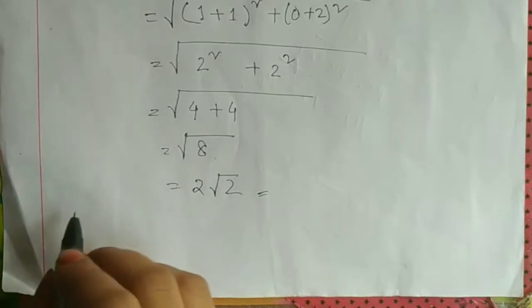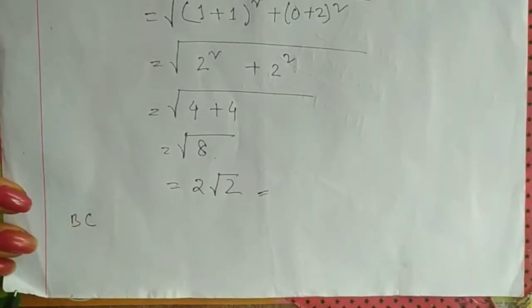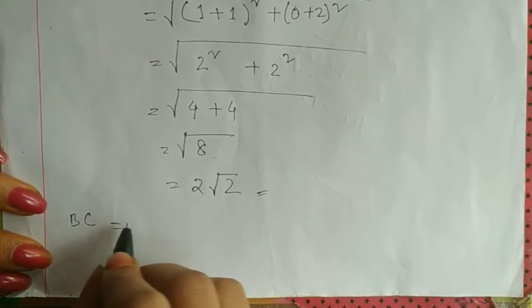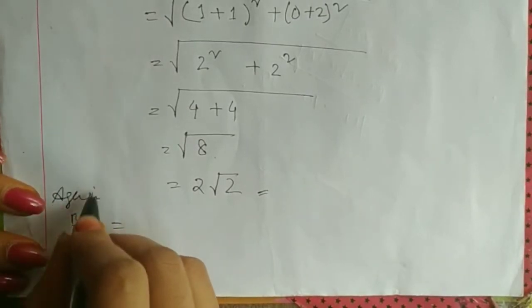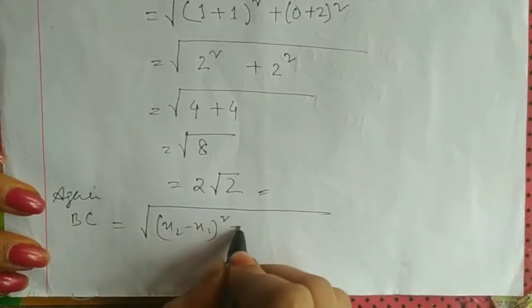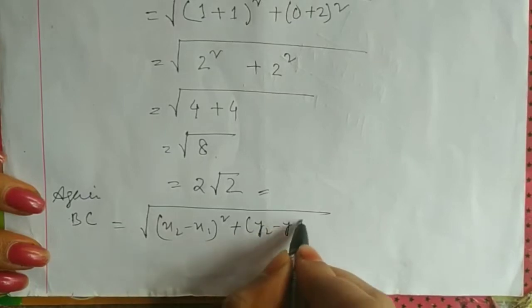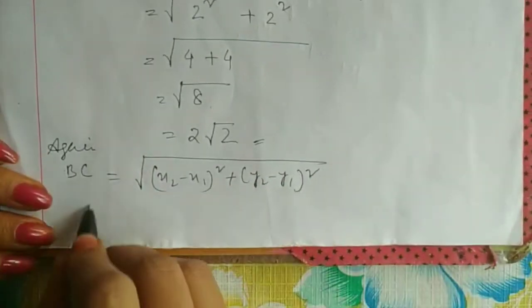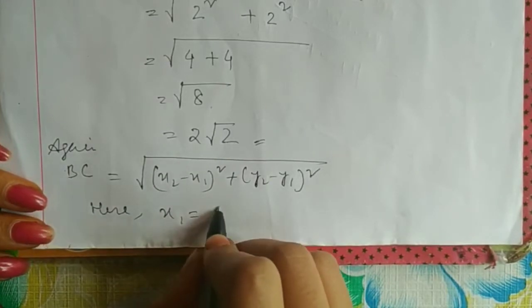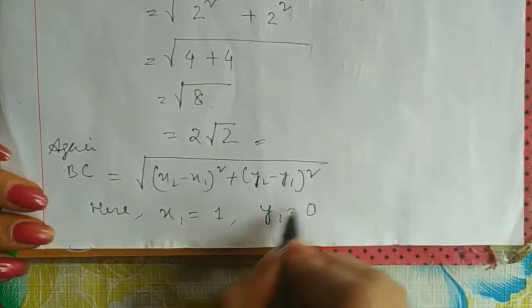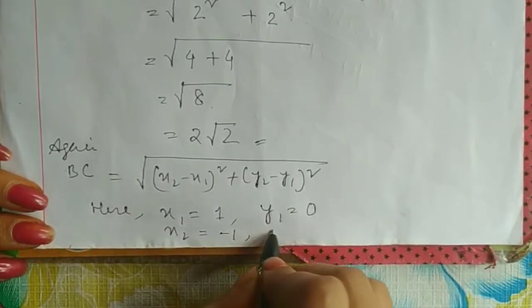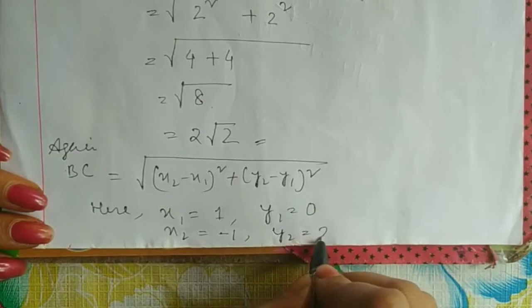Similarly, we find BC. You must find BC. We can find BC here. Again BC equals root over x2 minus x1 whole square plus y2 minus y1 whole square. Here x1 equals how much? 1, y1 is 0, x2 equals minus 1 and y2 equals 2.